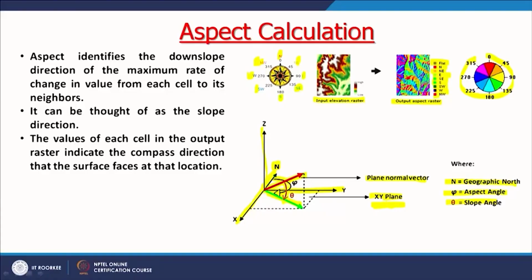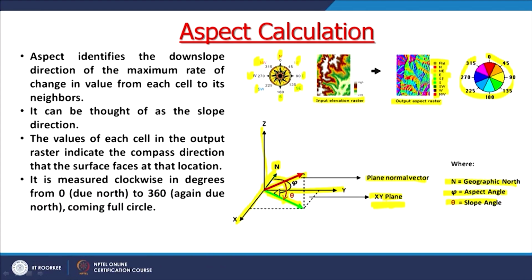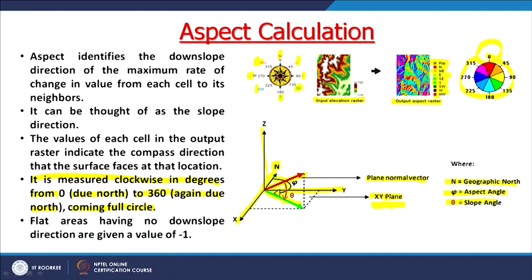So, the values of each cell in a raster indicate the compass direction with reference to north, which is facing the slope location, and this is measured clockwise in the degrees from 0, as I already indicated here, due north to 360 degree, again to north, and completing a full circle. So, in that way we can cover the entire 360 degree or full circle. Now, flat areas, this is very important.